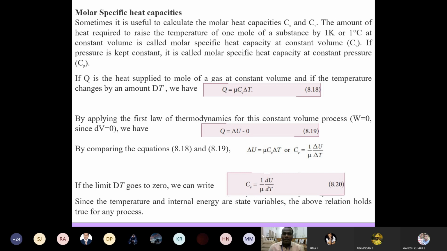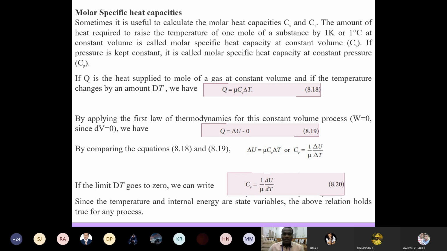Then molar specific heat capacity. Sometimes it is useful to calculate the molar heat capacities Cp and Cv. Before, we had 1 kg of substance; here we have 1 mole of substance. The amount of heat required to raise the temperature of 1 mole of substance by 1 Kelvin at constant volume is called the molar specific heat capacity at constant volume, Cv. If the pressure is kept constant, it is called the molar specific heat capacity at constant pressure, Cp. The definition is the same, but there are some changes. Just try to note down the changes.